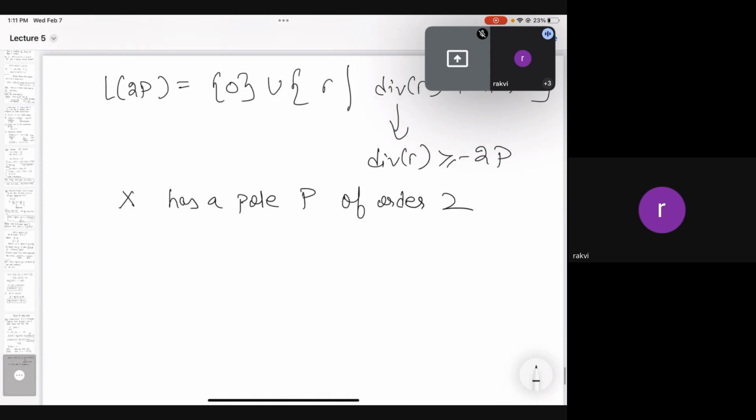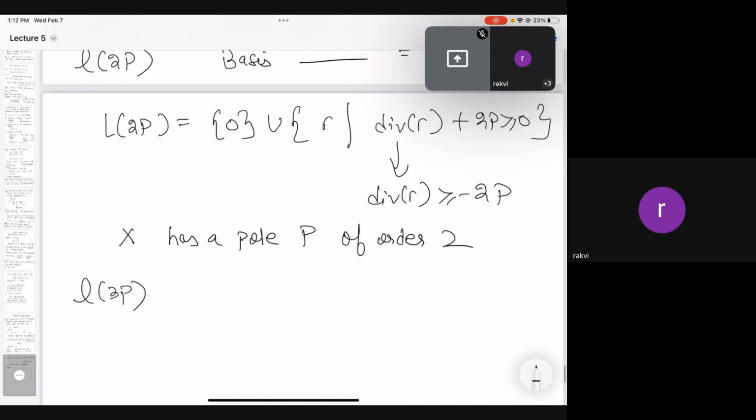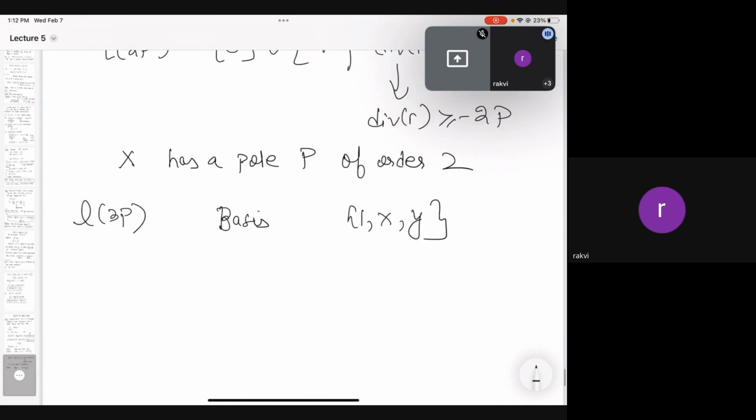Now, similarly, let's go back to L of 3P. Now, this is three-dimensional, so bases consist of three elements. I already have 1 and X, right? So I need to have an additional element, Y. And now, what is Y? Y is that member that has a pole at P of order 3, right? I need that member that has a pole of exact order 3, because X has a pole of order 2, so it doesn't cut it for me. So I have three elements.